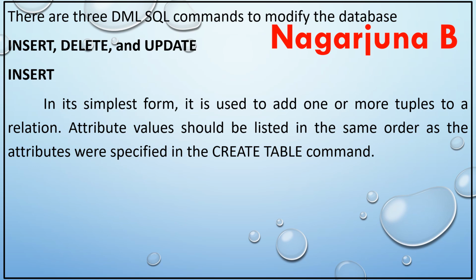Attribute values should be listed in the same order as the attributes were specified in the create table command. That means at the time of creating a table, you will be using a create table command which I have explained in the previous video. So in the order, the attributes which have been specified at the time of creating a table, in the same order you need to give the values to the attributes while using the insert command. So insert command has various forms. Among them, the simplest form is used for the purpose of adding one or more tuples to the relation.